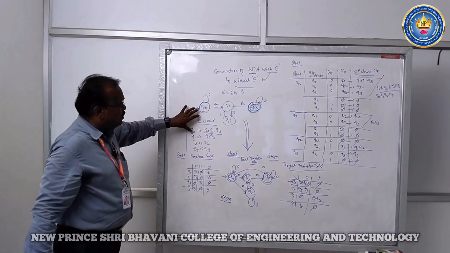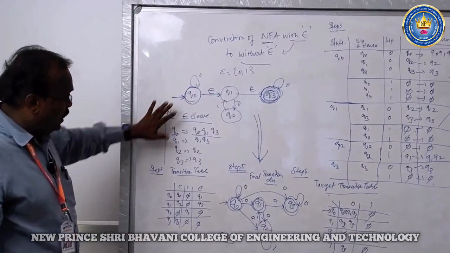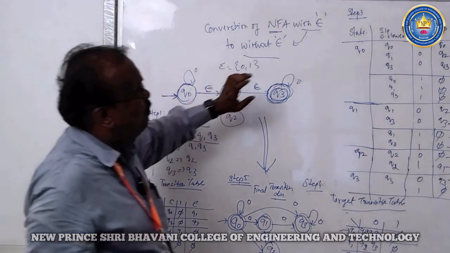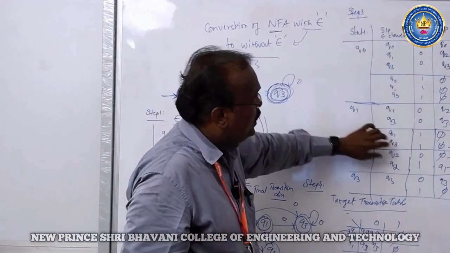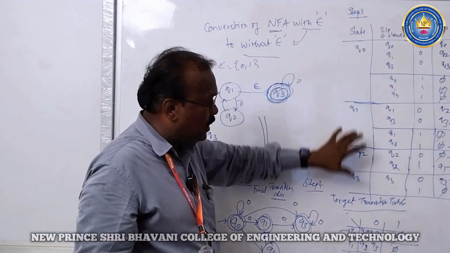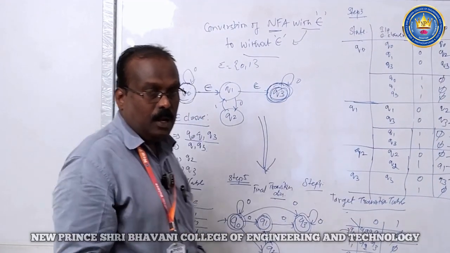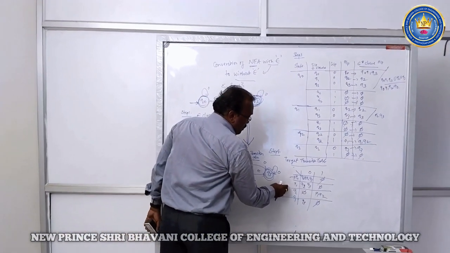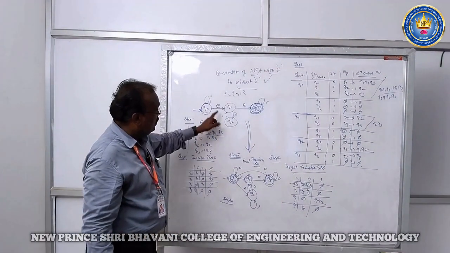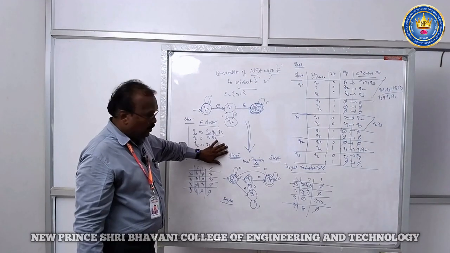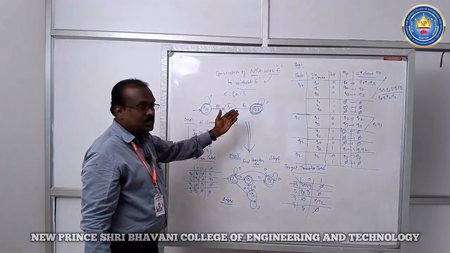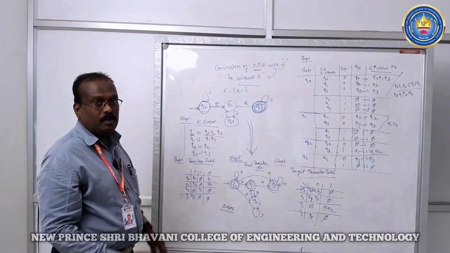So step number 1: first you have to include the epsilon closure. Step number 2: you have to create a truth table with respect to this diagram. Step number 3: you have to create a table for the epsilon closure output. With respect to this table, you have to create a target transition table. And with respect to this target transition table, you have to create a transition diagram. Now you can see that without epsilon, the epsilons are all eliminated. The final step is to indicate the final states. The states with epsilon paths are all final states now. Okay, thank you.